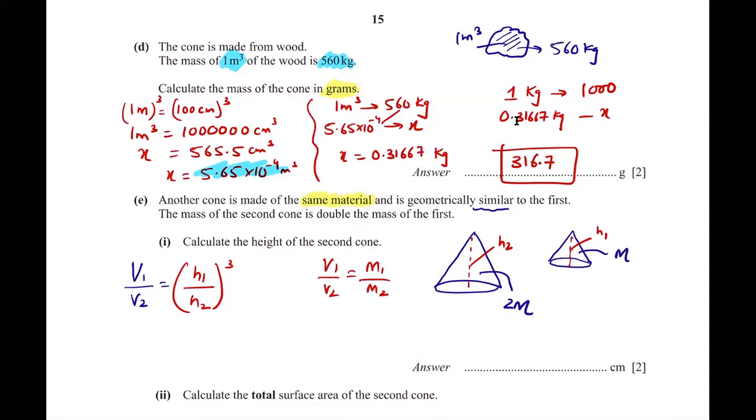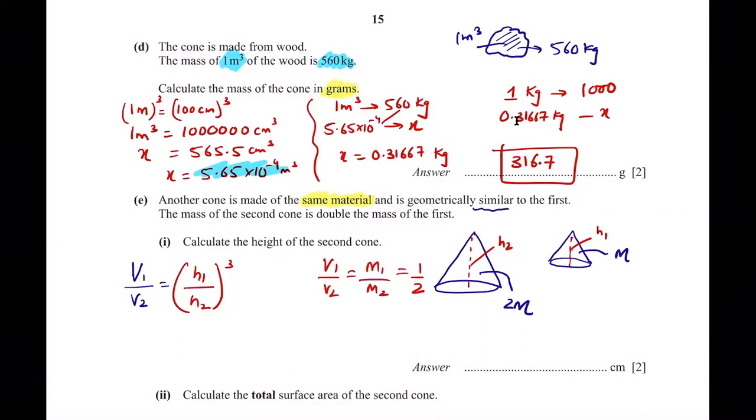If I ask you what is the ratio of m1 over m2, what are you going to say? What is the ratio of their masses? Question क्या कह रहा है? The mass of the second cone is double the mass of the first. So first का mass divided by the second का mass, वो ratio क्या होगा? What is that fraction? 1:2. So if the ratio of the mass is 1:2, can I say that the ratio of the volume is also 1:2? Yes.